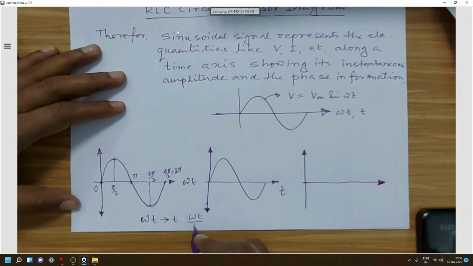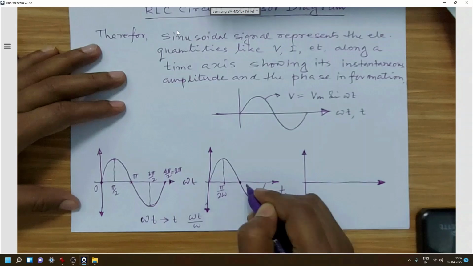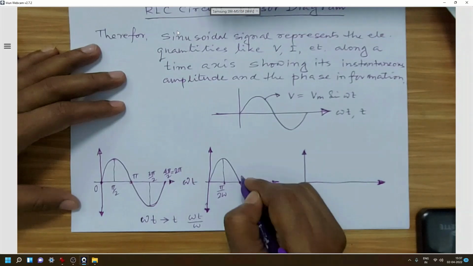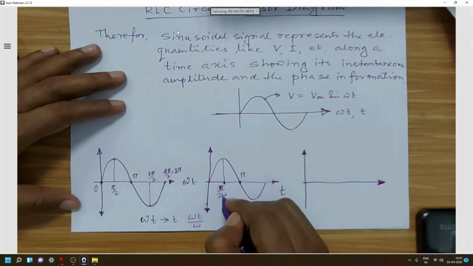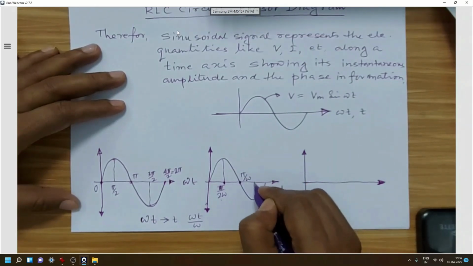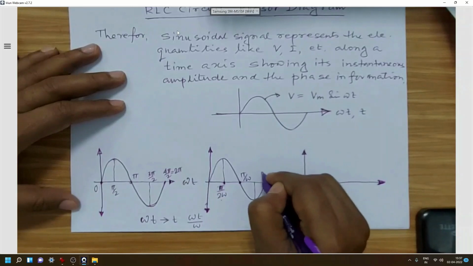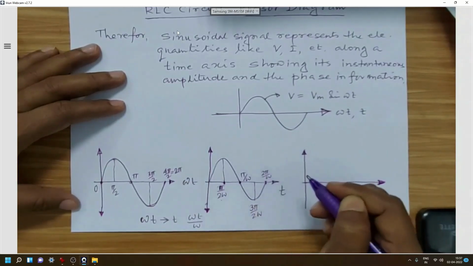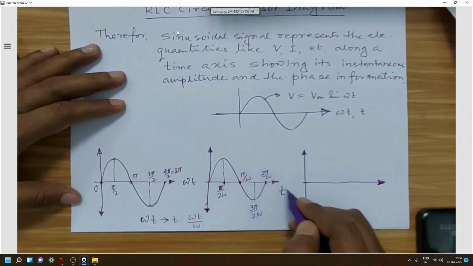So definitely this point will become pi by 2 omega. This point was pi, so it will become pi by omega. This point was 3 pi by 2, so it will become 3 pi by 2 omega, and it was 2 pi, so it will become 2 pi by omega. So like that we can get the major points of the t-axis.